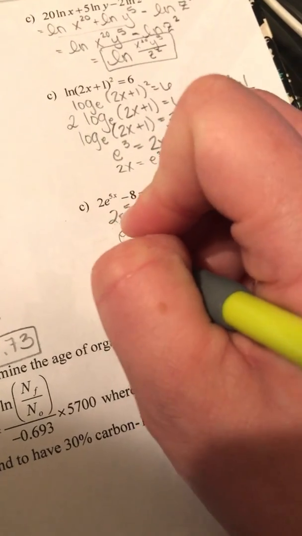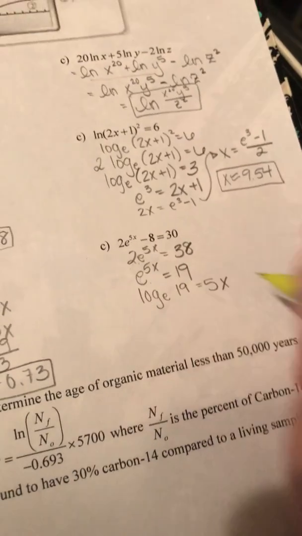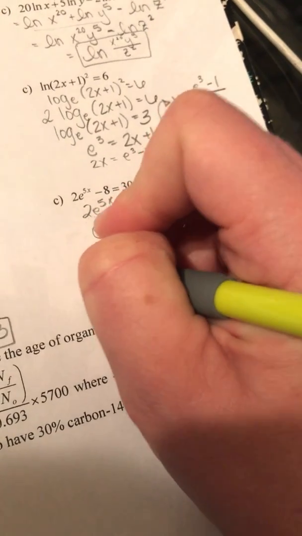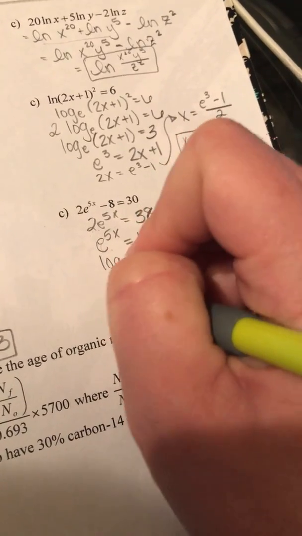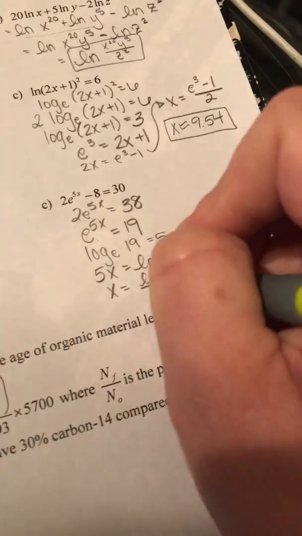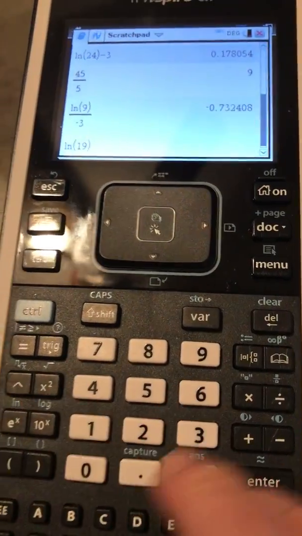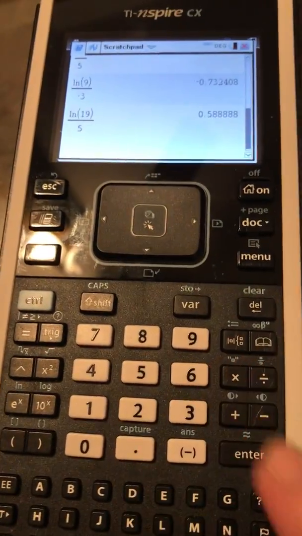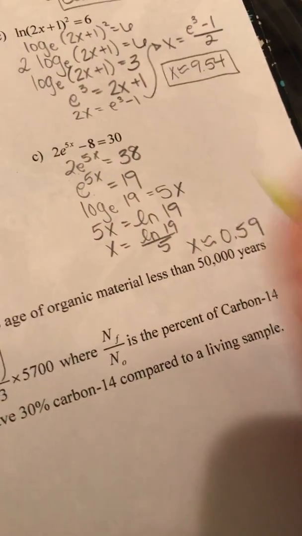So now we can write it as the log base e of 19 is equal to 5x. We get 5x is equal to the natural log of 19. x is the natural log of 19 divided by 5. Yay, we're almost there. So x is approximately, okay, here we go. Natural log of 19, I guess you guys could see it, sorry. Divided by 5. So we get approximately 0.59.